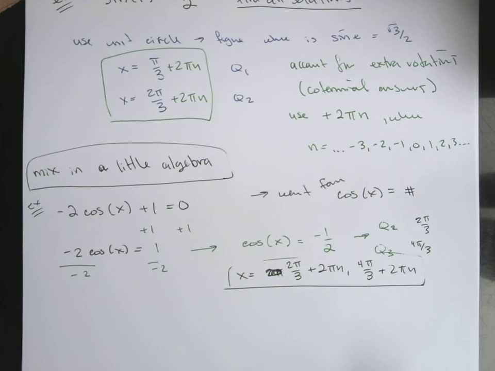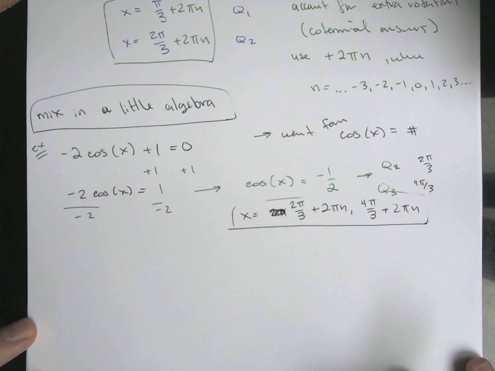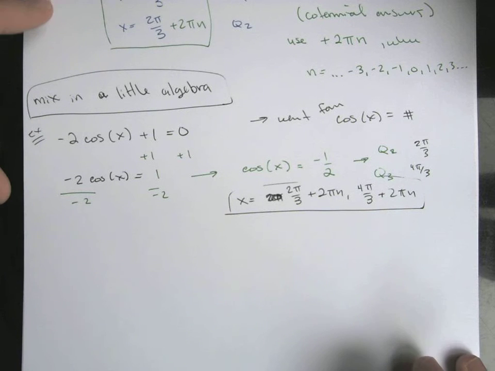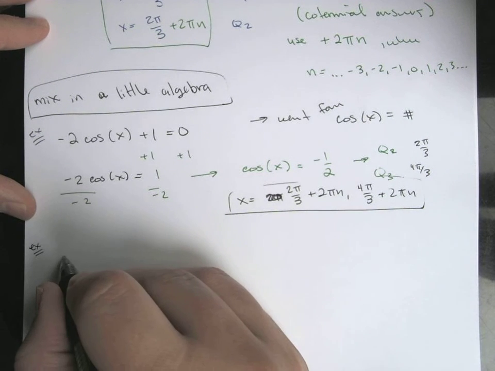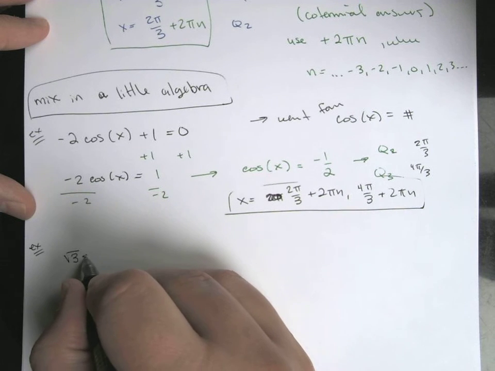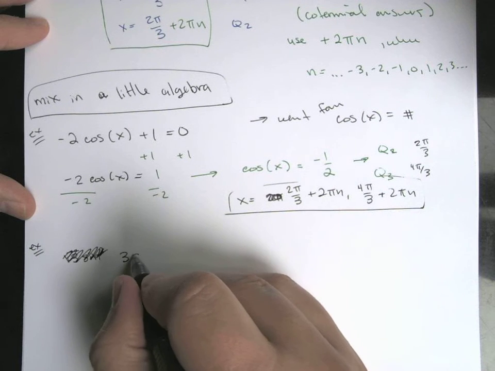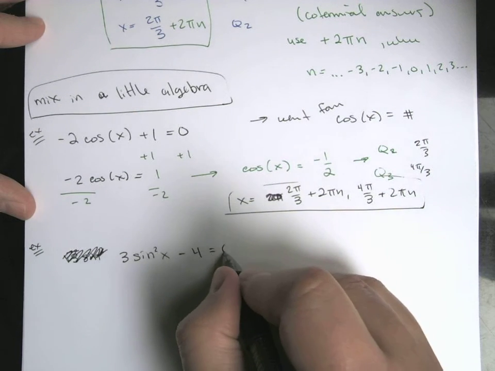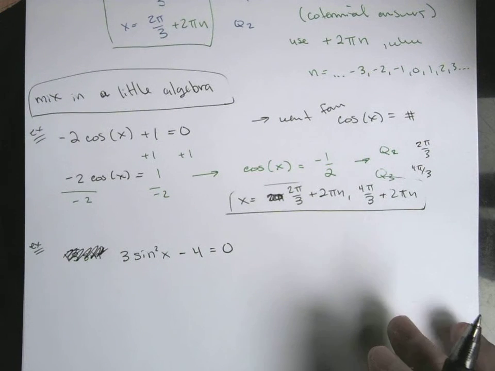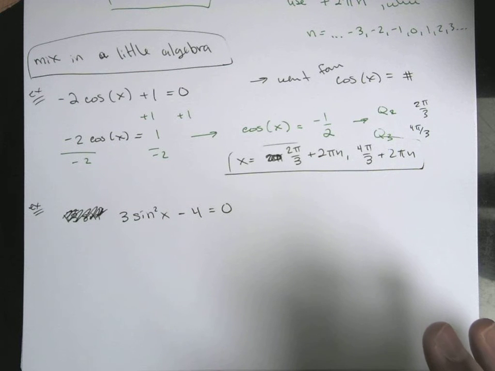What if I got a little bit more clever? How could I do that? More clever, more sneaky than that? What if I did something like 3 times sine squared of x minus 4 equals 0. So what if I even start to throw some exponents into the mix? What can I do? Can I still solve this? Are there ways to do it?